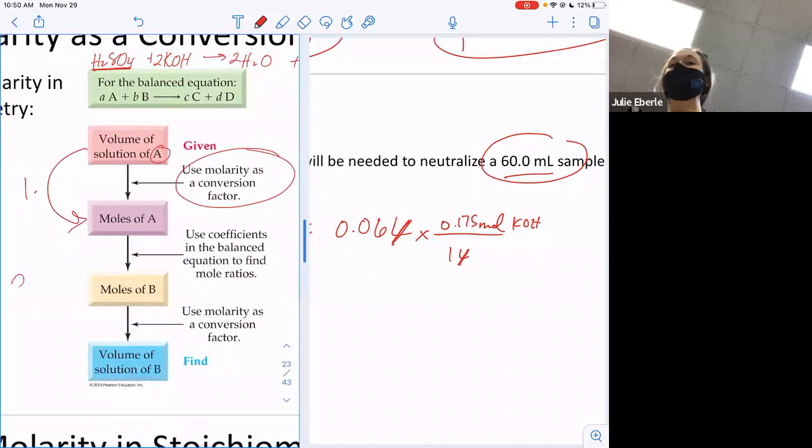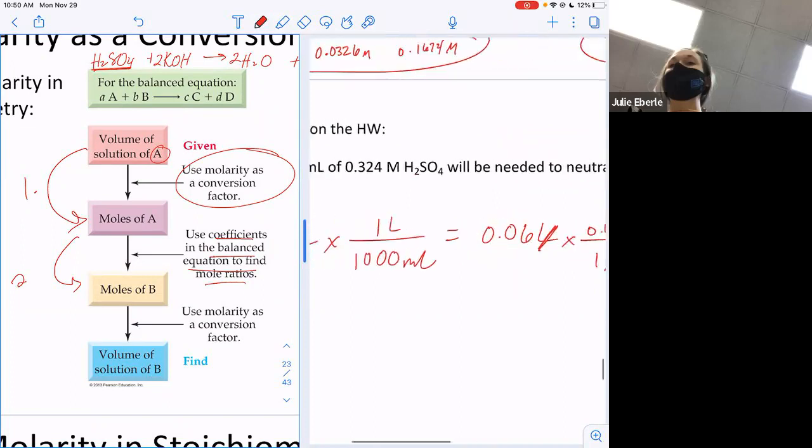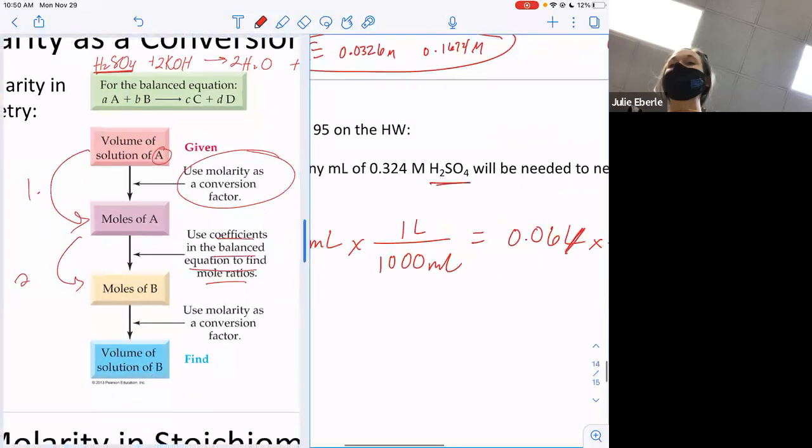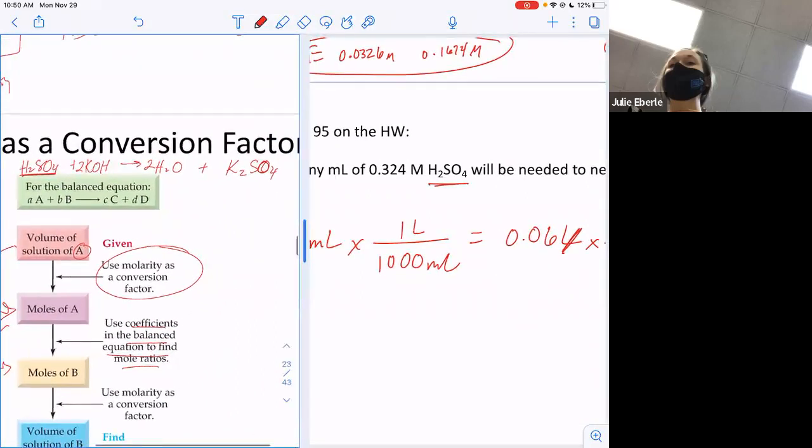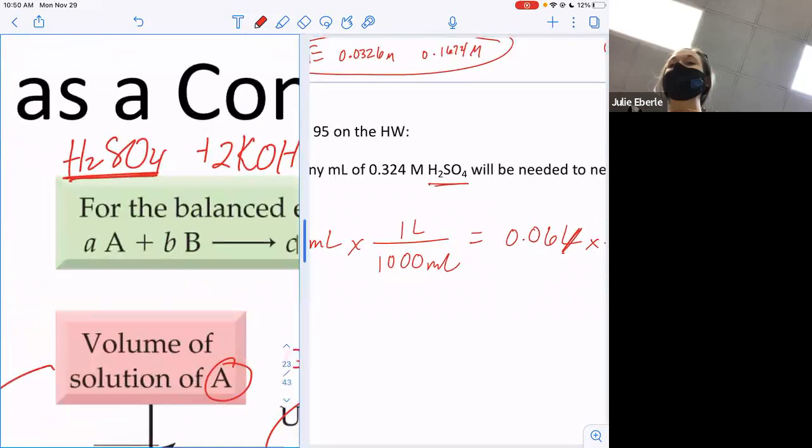Step 2 says use the coefficients in the balanced equation to find the mole ratio and plug in the mole ratio to convert from moles of KOH to moles of H2SO4. And I actually wrote that right up here. Again, I don't know if you can see this very well, but it's a 1 to 2 mole ratio. I'm just looking at my coefficient here and my coefficient there. It's an understood 1. So it's a 1 to 2 mole ratio.